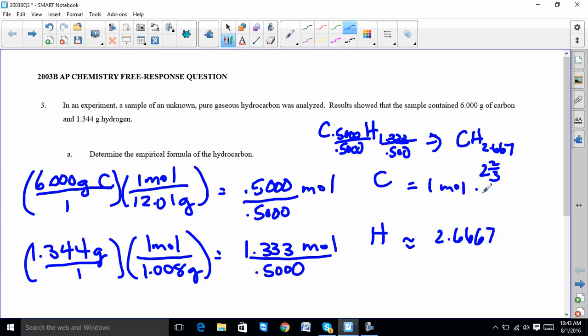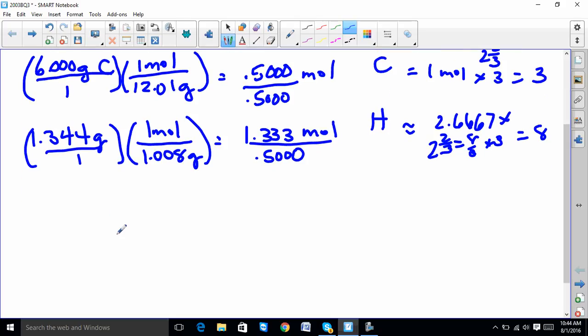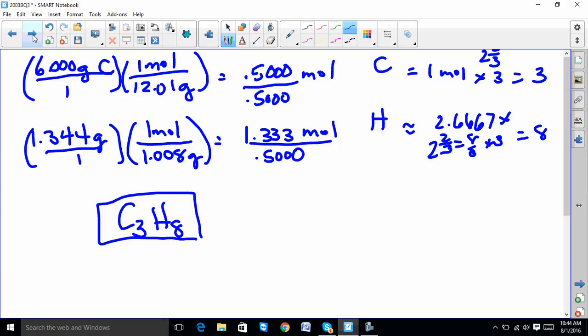And then we're going to multiply by 3, and so this ends up being 3. And if you multiply 2 2/3, if you remember your 7th grade math, 2 times 3 is 6 plus 2, this is 8/3 times 3. This ends up being 8. And so the answer to this first part is C3H8. And that's a tougher one because you have to do the 4th step. If you divide through by the smallest number of moles and you still don't have all whole numbers, sometimes you have to do a 4th step.